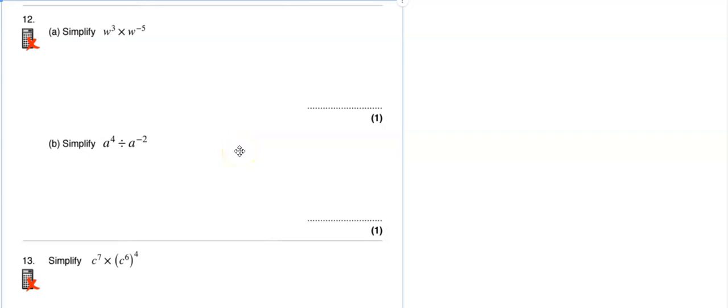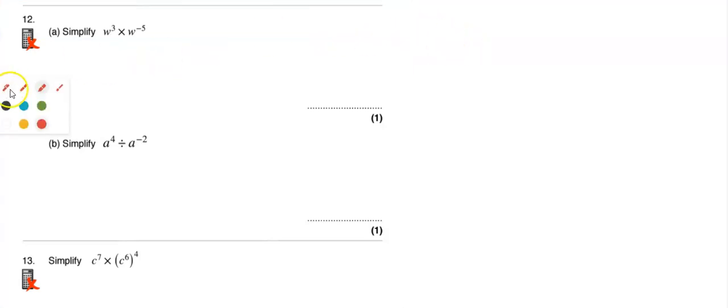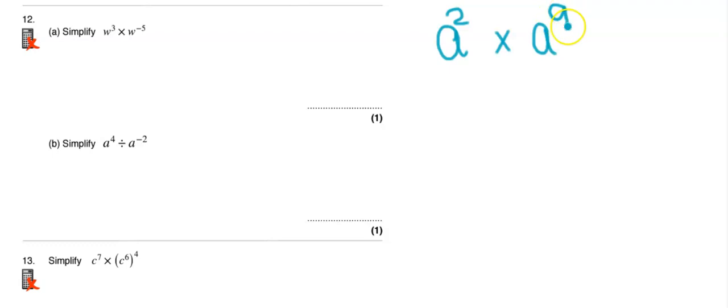Let's have a look at some more questions here, how we do that one. So if I do a similar one, and then you can try the one in black. I'm just going to do one in blue. Let's say a to the power 2 multiplied by a to the power 9 minus 9. The question is write as a in a single index form.